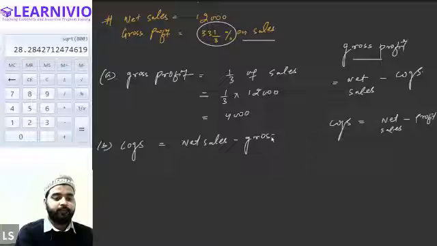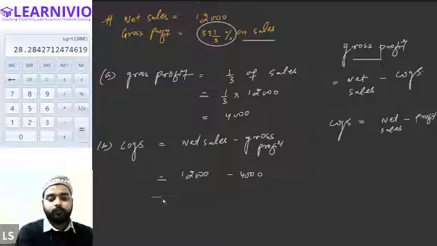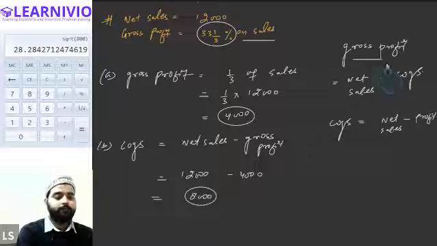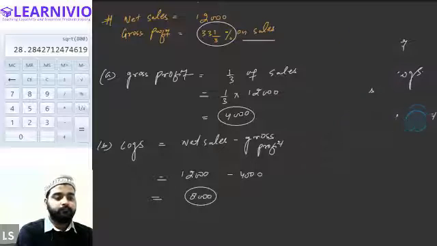So net sales is 12,000, already given in the question, and gross profit is 4,000. So 12,000 minus 4,000, it will be 8,000. Is this clear, all of you? Yes, sir. All right. Please note this down, Hamad, Halima, and Steve. Done, sir.